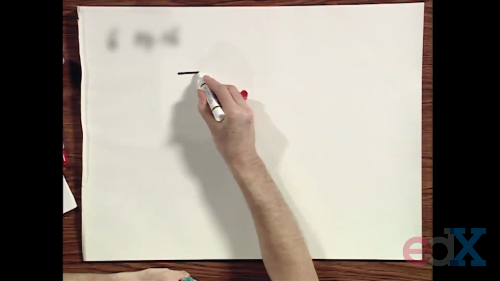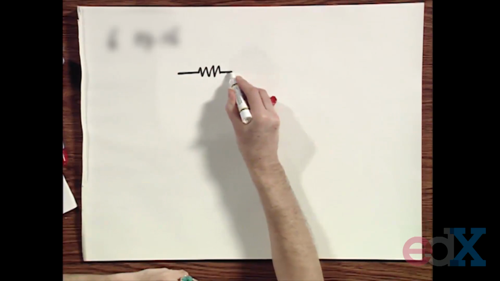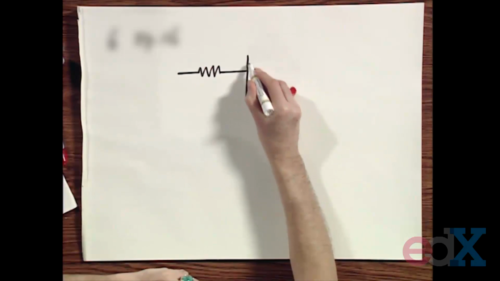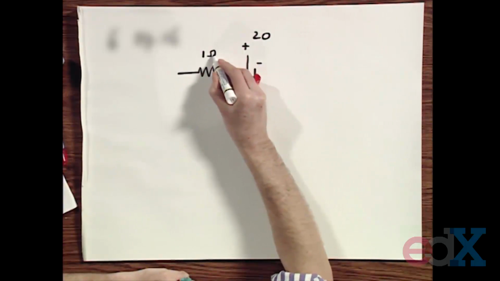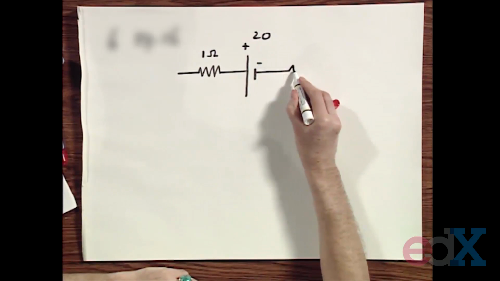Oh my goodness. I have to draw a large diagram. Plus, minus, with a 20 here. 1 ohm. Here is a resistor.